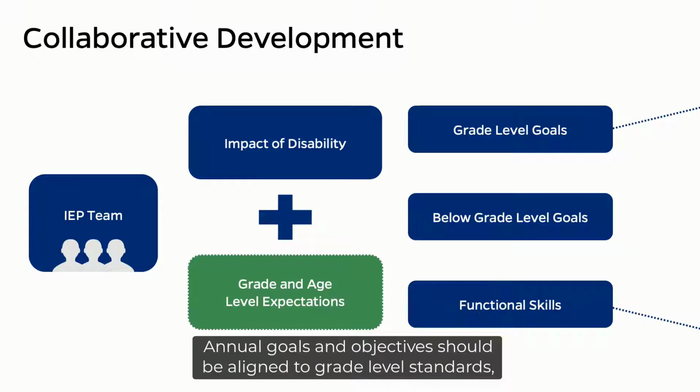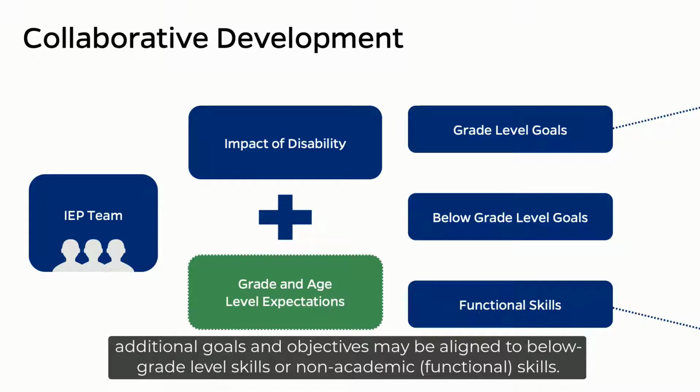Annual goals and objectives should be aligned to grade level standards. Additional goals and objectives may be aligned to below grade level skills or non-academic functional skills.